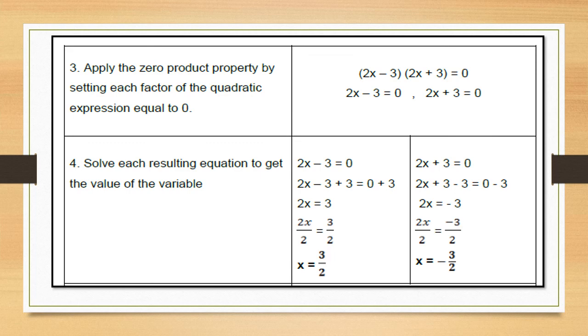And for the other one, 2x plus 3 is equal to 0. So 2x plus 3 minus 3 is equal to 0 minus 3. Then 2x is equal to negative 3. So we divide both sides by 2. So we cancel out the 2 over 2, and then the remaining is x is equal to negative 3 halves.